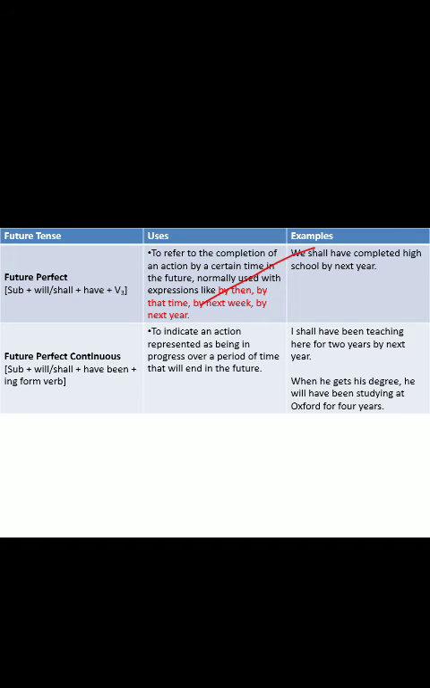Now, let's discuss future perfect continuous. Future perfect continuous is usually not used in our day-to-day life. Rather, it is used by our poets, authors, or other literary persons.